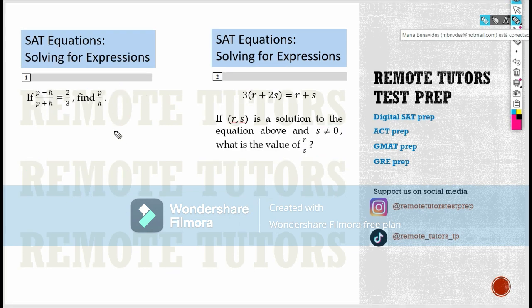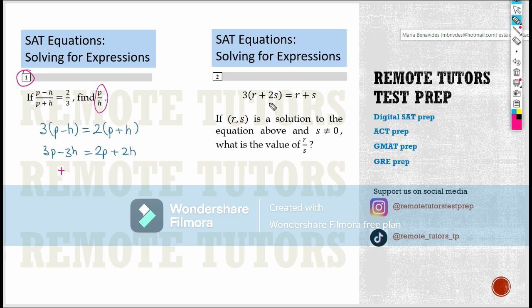Let's continue with solving for expressions on the SAT. Here in example number 1, we have to find the value of p divided by h. So the first move will be to cross multiply. 3 times (p minus h) is equal to 2 times (p plus h). 3p minus 3h equals 2p plus 2h. The next move will be to put together all the p terms on one side, and on the other side we will put together all the h terms.